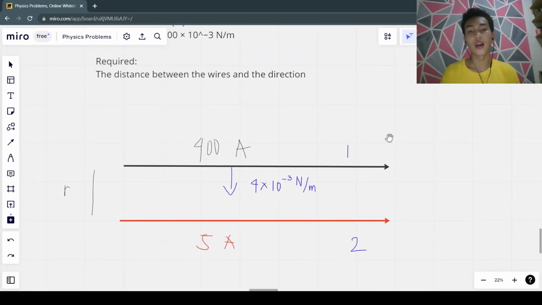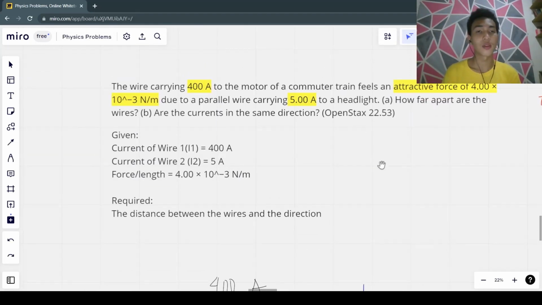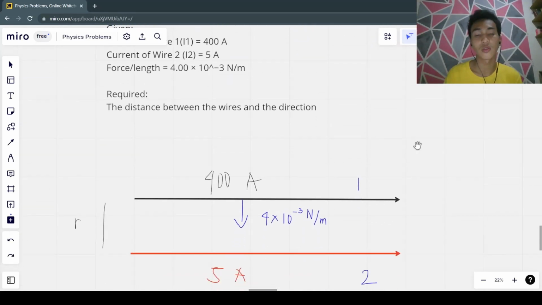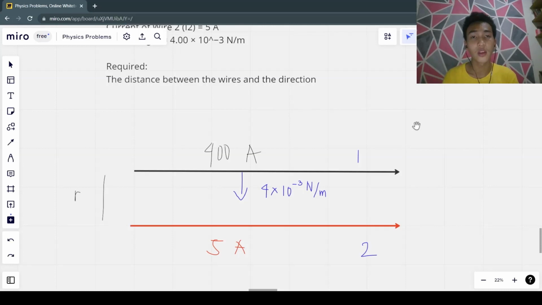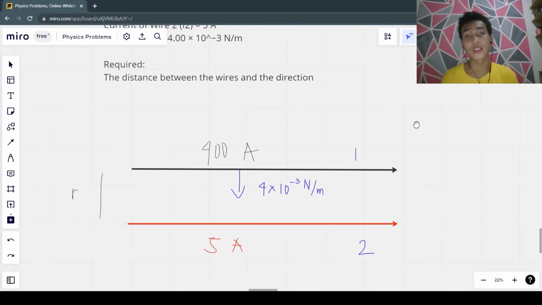So we have here the visualization or the sketch. So given in the problem that the wire 1 or the wire that is carrying 400 amperes feels an attractive force of 4 times 10 raised to negative 3 newtons per meter. So it is stated that the force of wire 1 is attractive the force of wire 2. So based sa analysis natin from the previous problem, if yung force ng parallel current wires are attractive or meron silang attraction sa isa't isa, ibig sabihin yung direction ng current wires are the same.